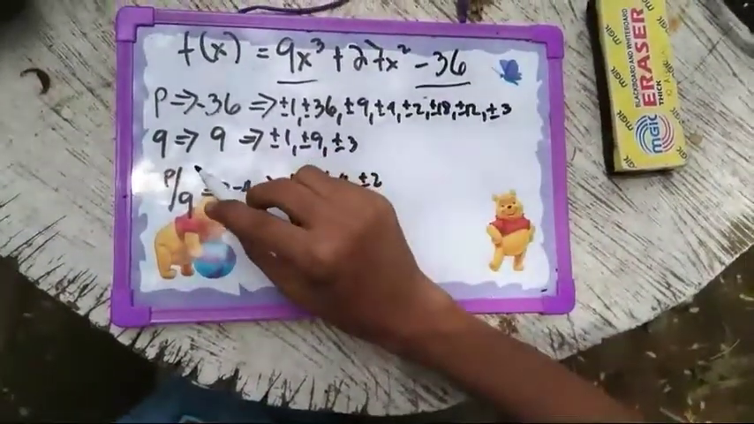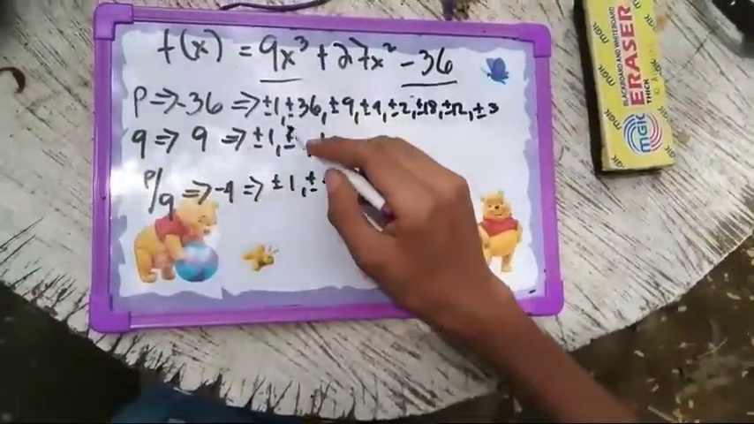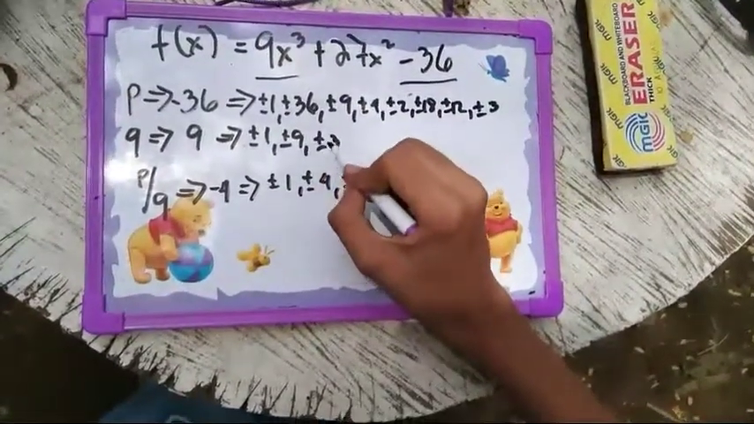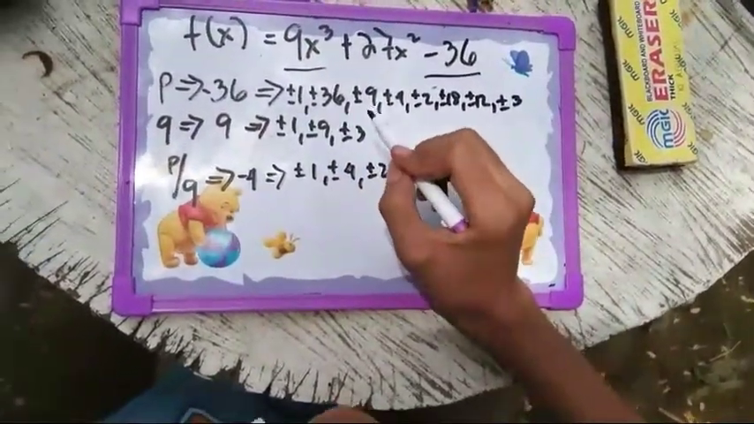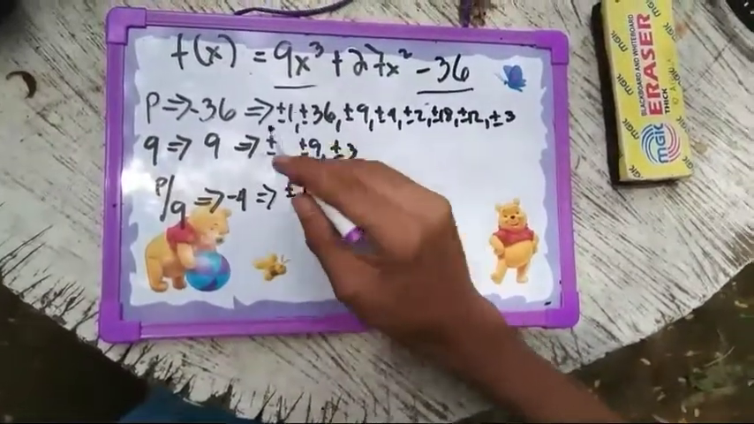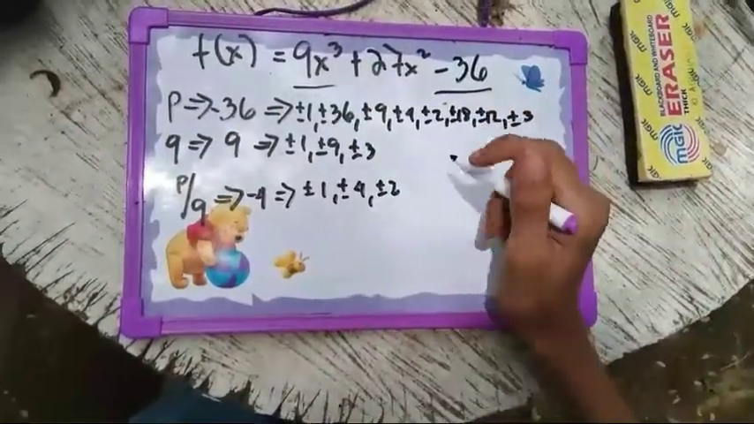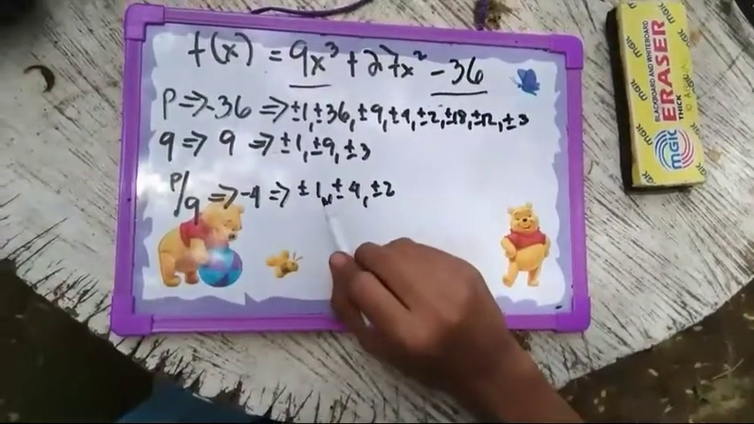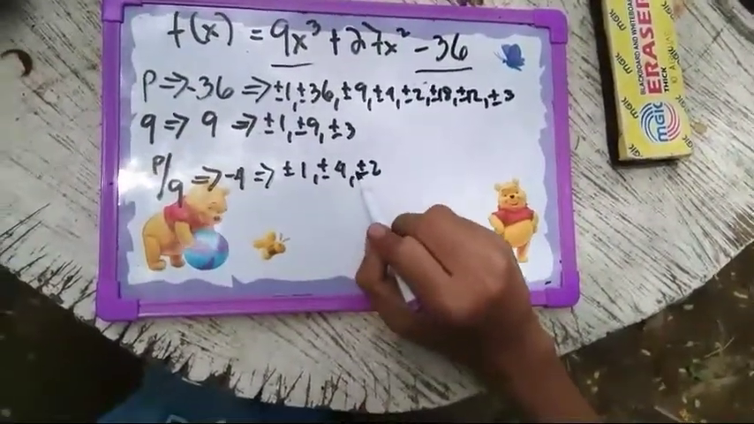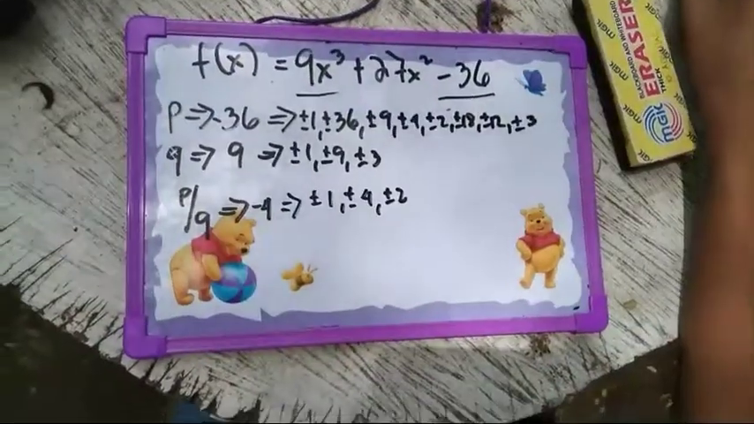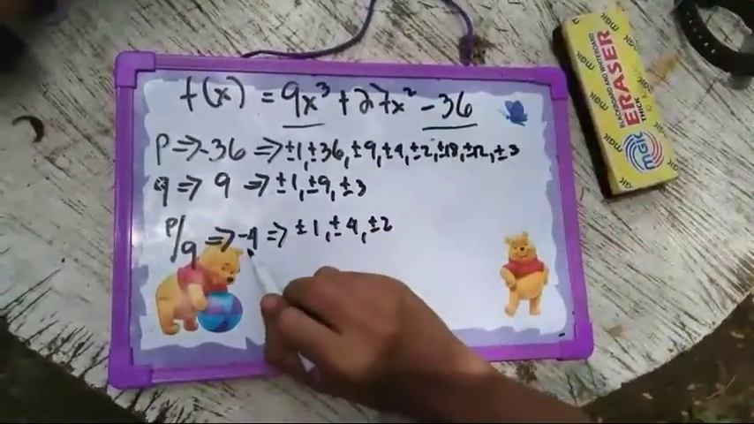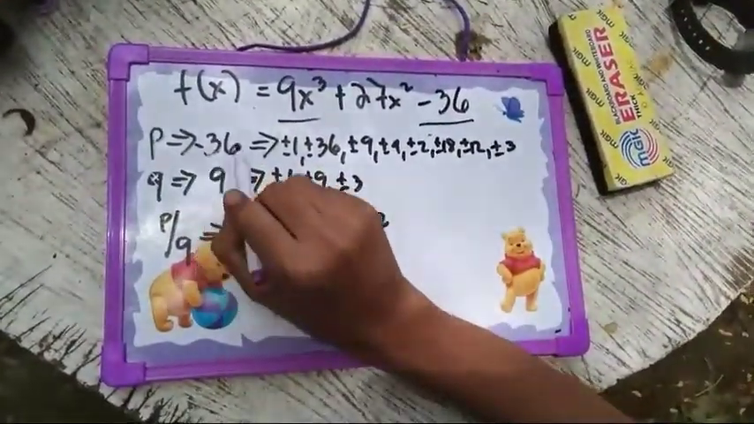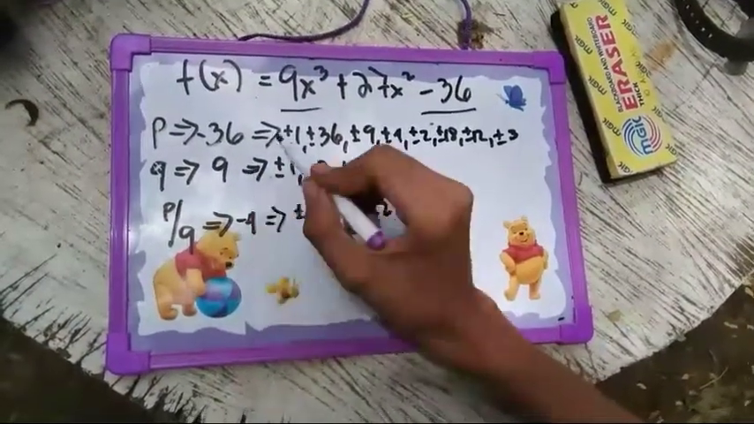For the q, the factors of 9 are positive and -1, positive and -9, and positive and -3. For the p and q, these are their factors. For p over q, the factors of negative 4 are positive negative 1, positive negative 4, and positive negative 2. To look for the p over q, which is negative 4, we'll just divide p, which is negative 36, and q, which is 9. Will give you negative 4.